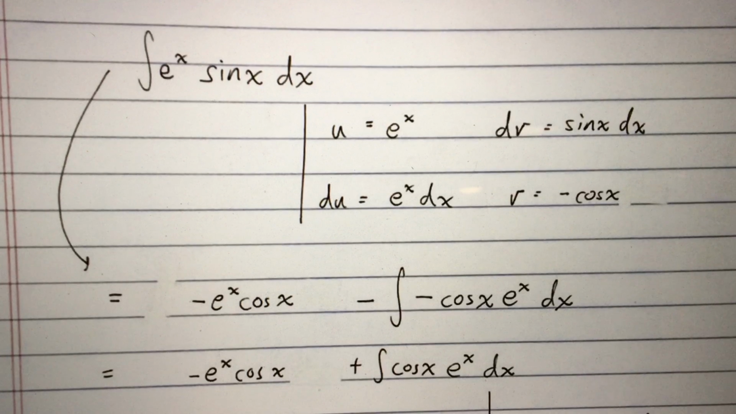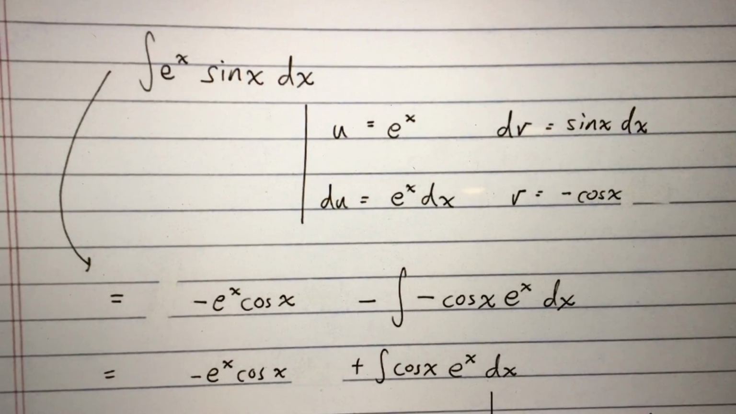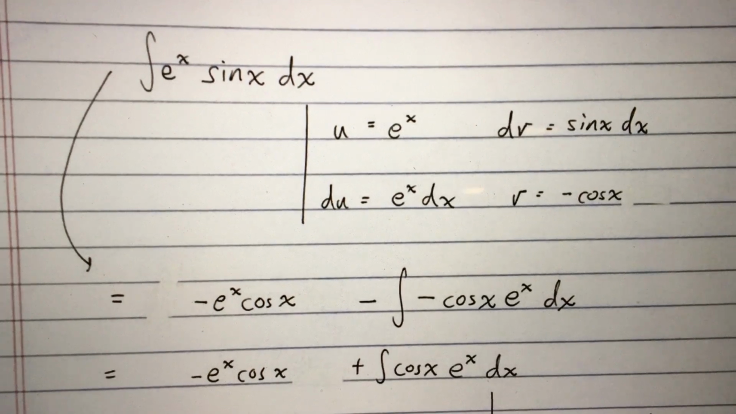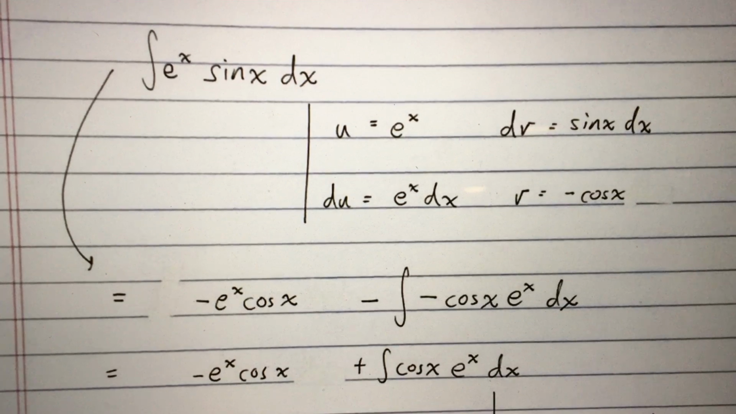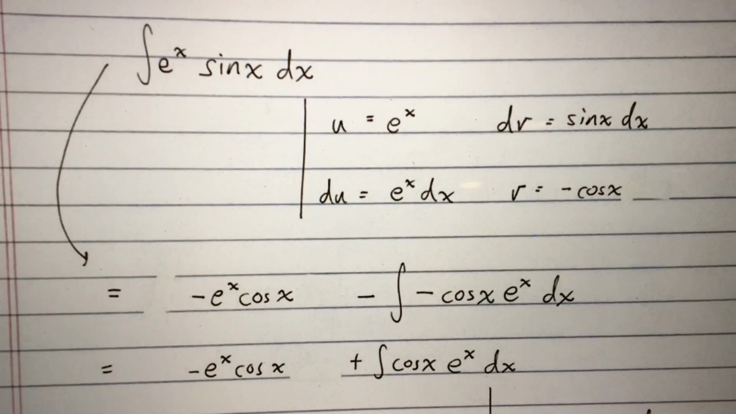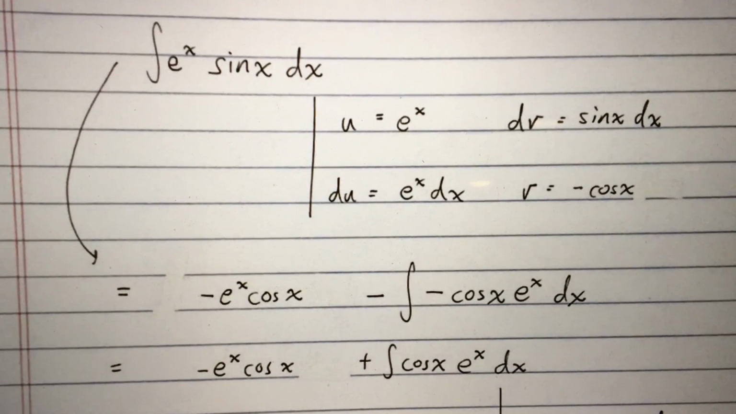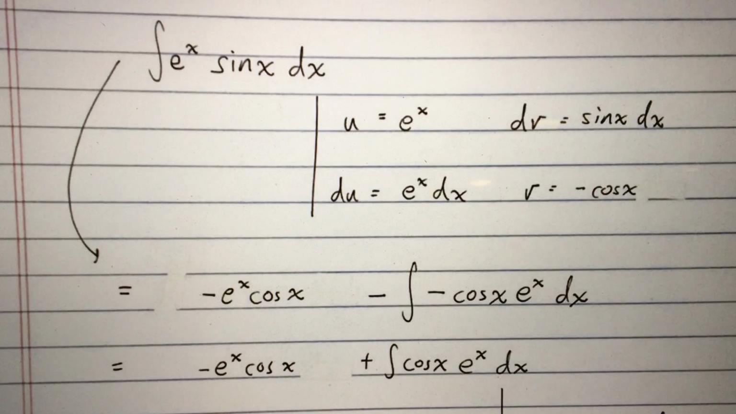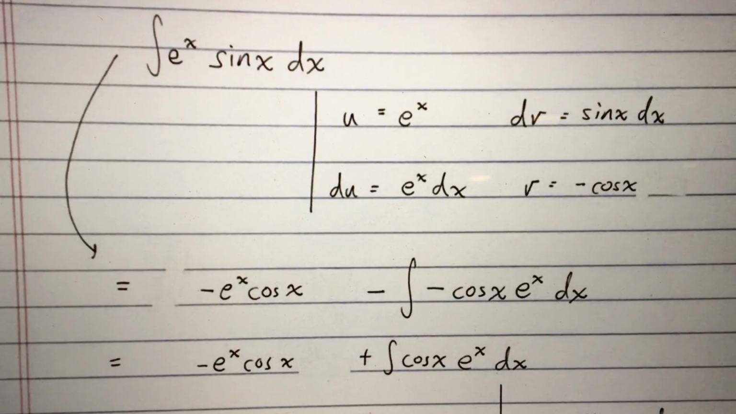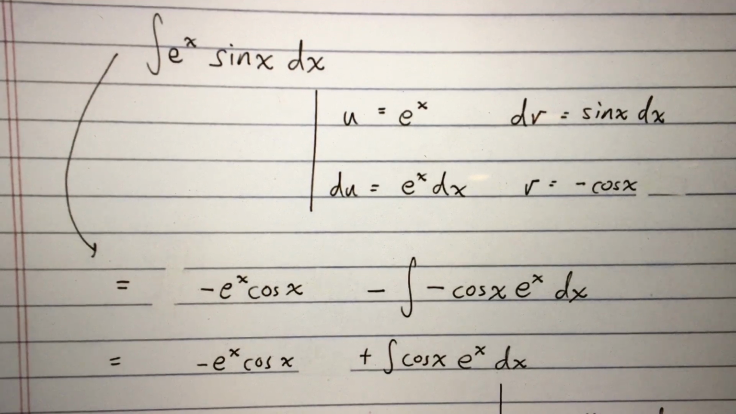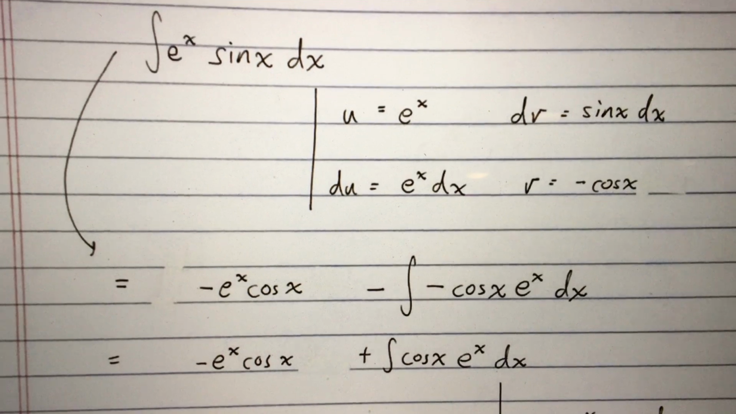So by the rules that we know, the antiderivative of the original is u times v, so negative e to the x cosine x, minus the integral of v du. So that'll be the negative cosine x times e to the x dx. Of course, that double minus, the minus can come outside and make it a plus. So we have plus cosine x e to the x dx.